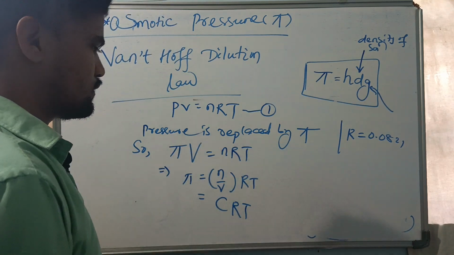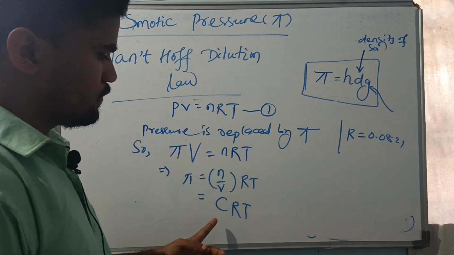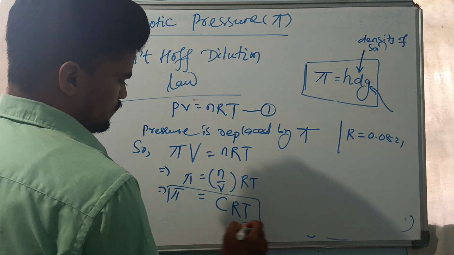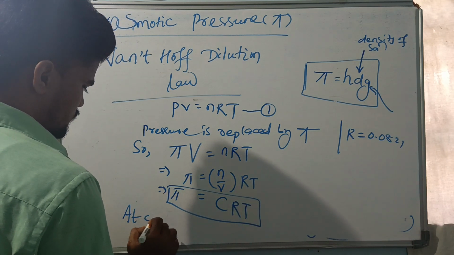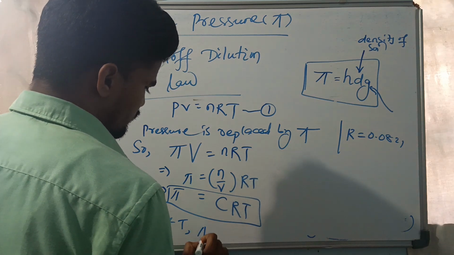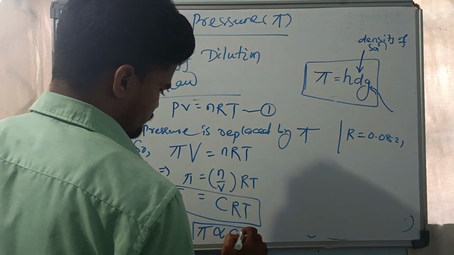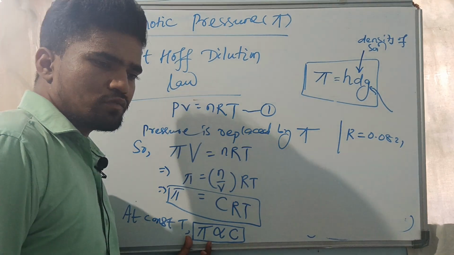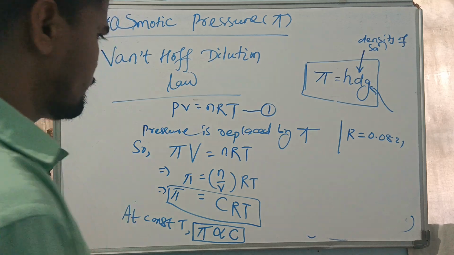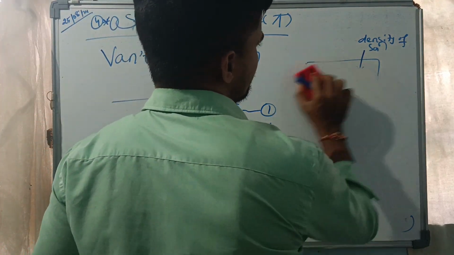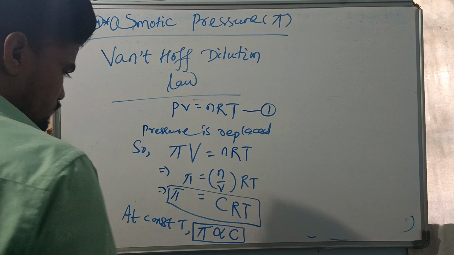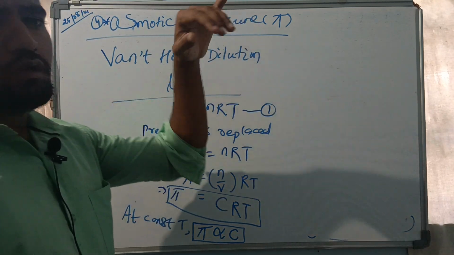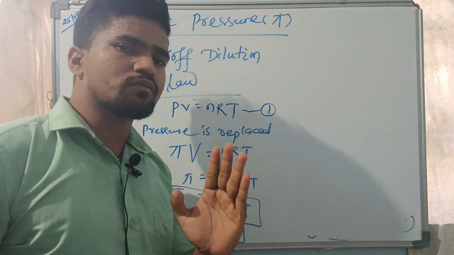C is concentration, number of moles per volume. So pi is equal to CRT. At constant temperature, what happens? Pi is directly proportional to C. So that means if concentration is more, osmotic pressure is more, simultaneously. Clear? So it proves that osmotic pressure is a colligative property and depends upon concentration.